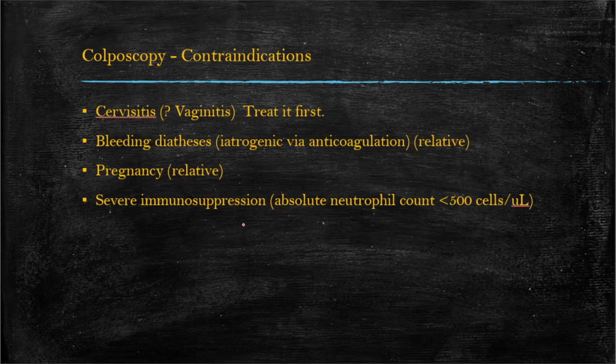So, contraindications: cervicitis. Somebody has any kind of active infection, you want to treat that first. Any type of bleeding diathesis. We are going to be talking about curetting of tissue as well as sharp pinch type biopsies. Pregnancy is a relative contraindication. We'll talk a little bit more about that. And then severe immunocompression with an absolute neutrophil count less than 500, you would consider holding off.